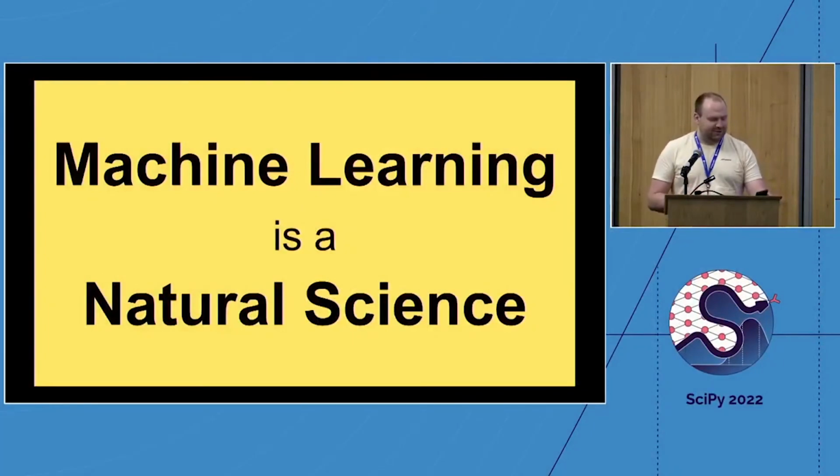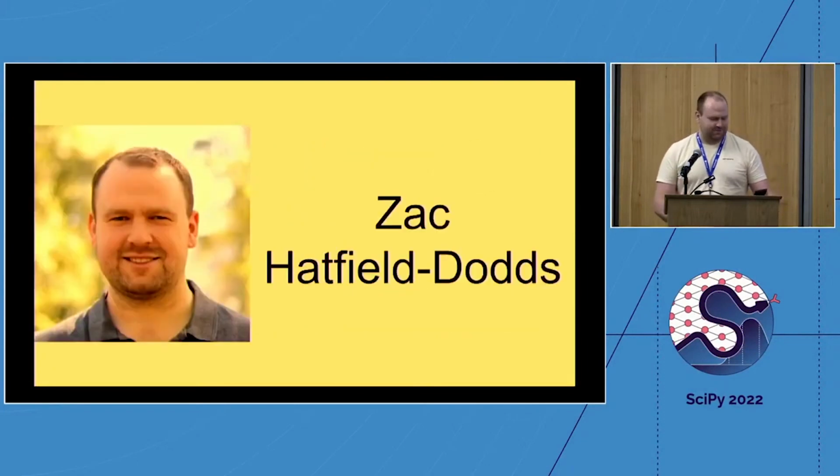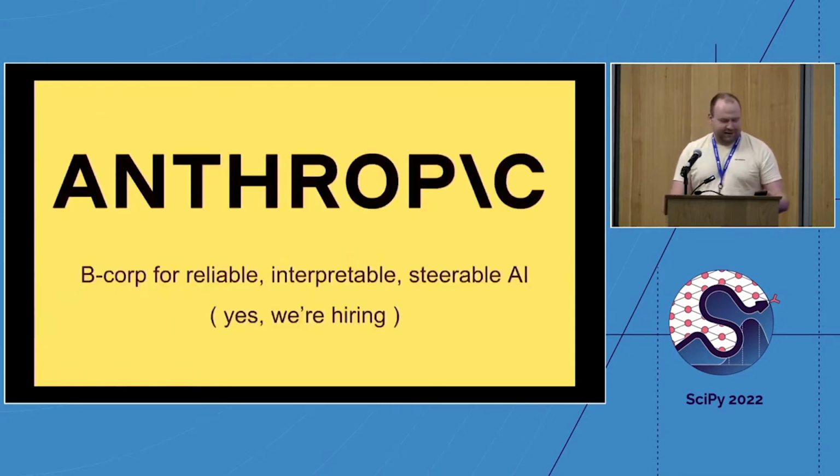In machine learning, we do a lot of experiments, we ground them with math, and then we discover things about how the world works. So my name again is Zach Hatfield-Dodds, and I work at Anthropic, where we write a ton of Python code. Anthropic is a public benefit corporation dedicated to building reliable, interpretable, and steerable machine learning systems. And that is what we call an open problem. So we do ML research, engineering, ops, policy, and of course, we're hiring like everyone else.